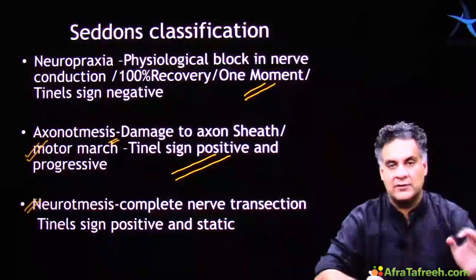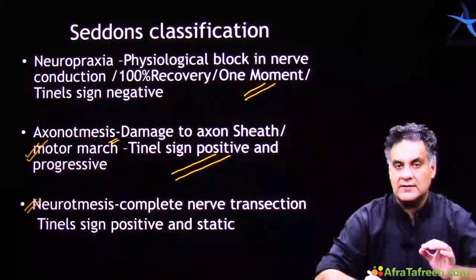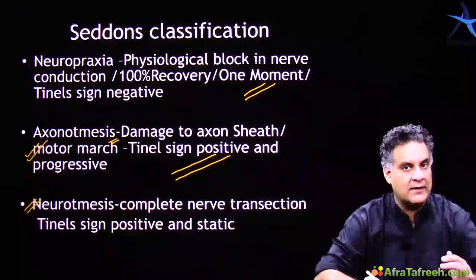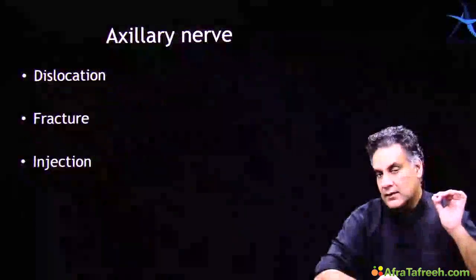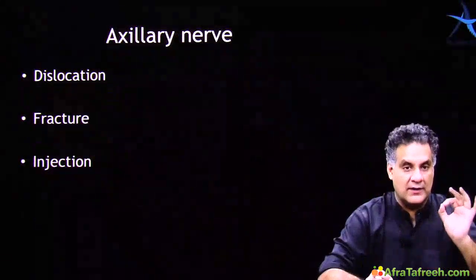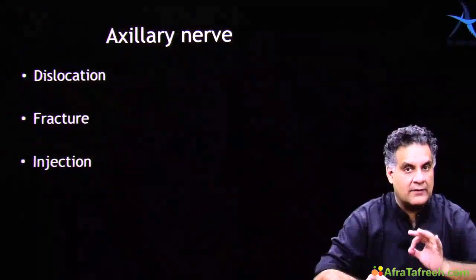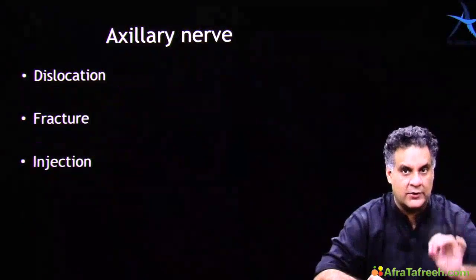Neurotmesis is complete nerve transection. It does not recover without a surgical intervention. Tinel sign is positive, meaning there is a cut nerve end, but not progressive because it doesn't recover. So it's static.